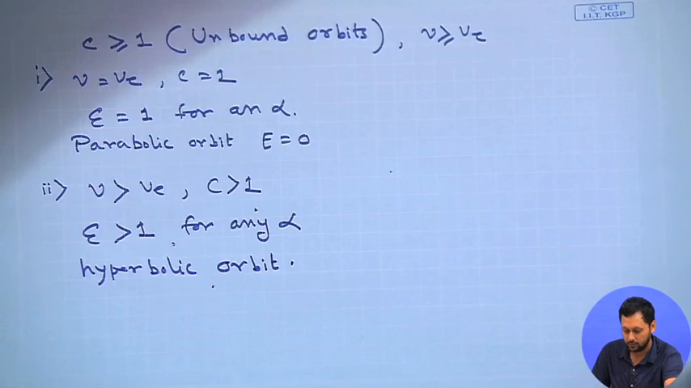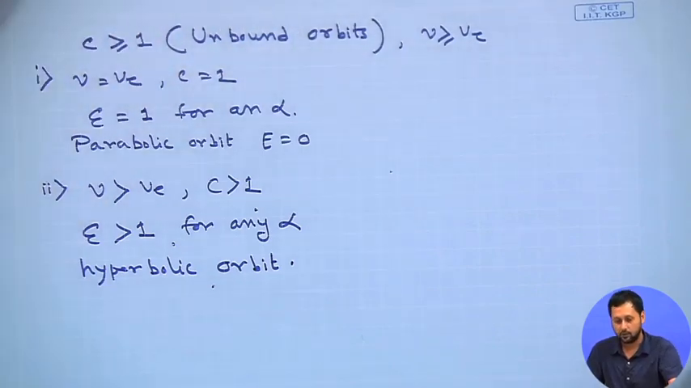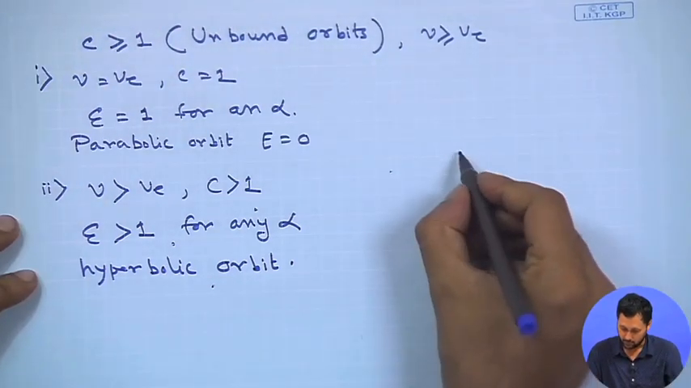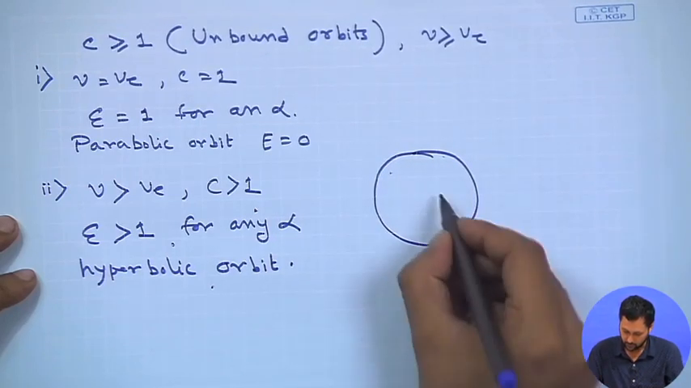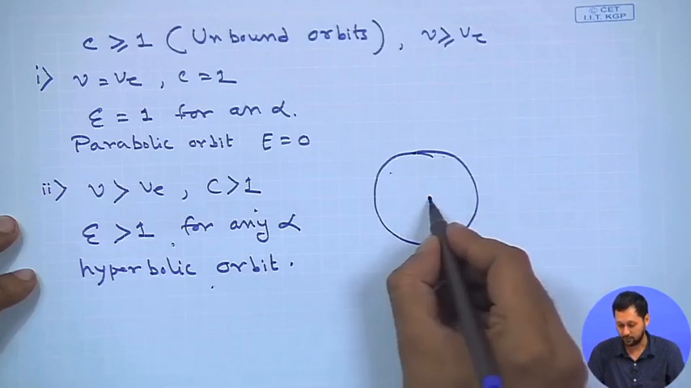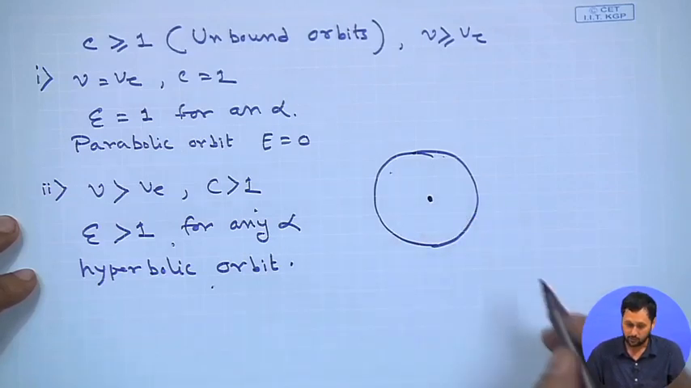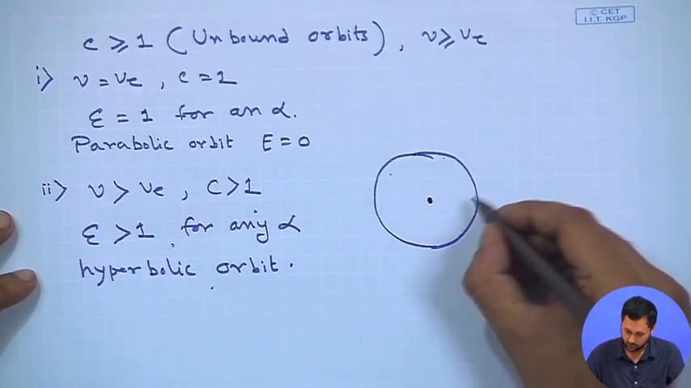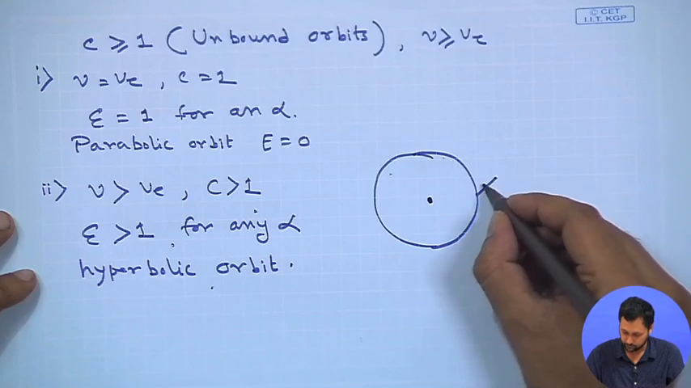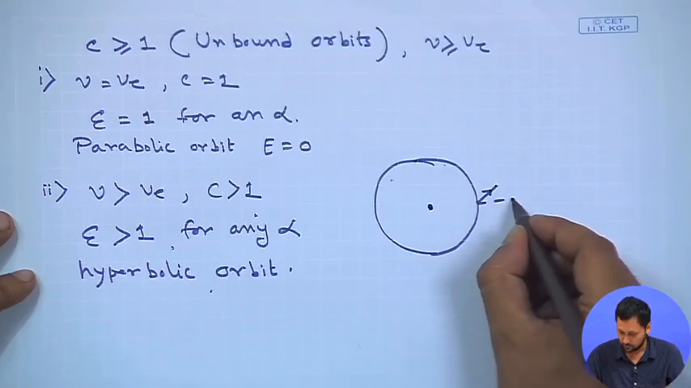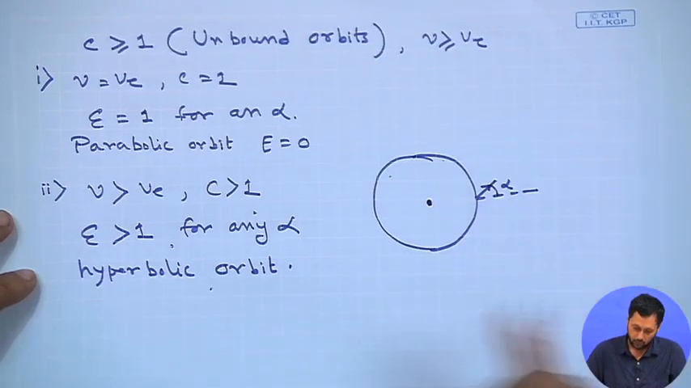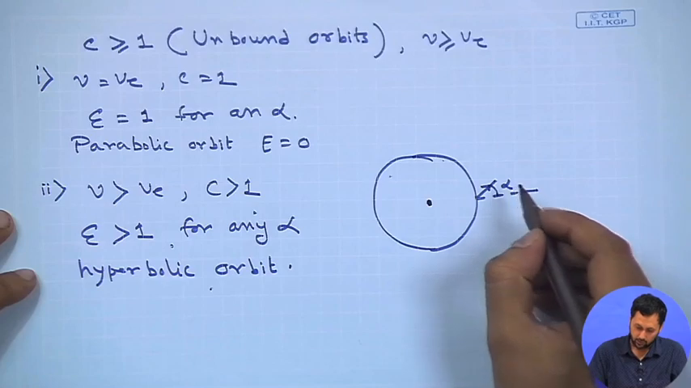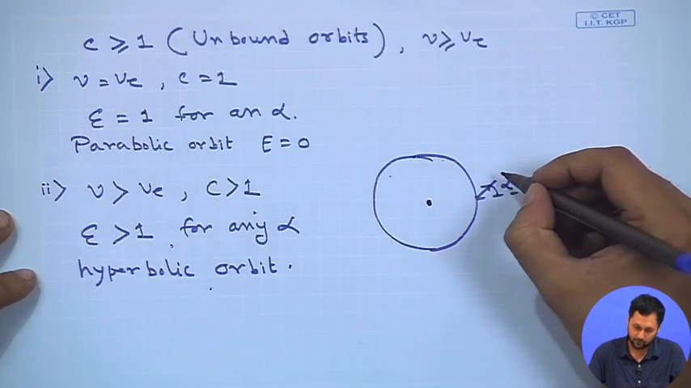Okay. So, these two cases can be described by this picture. Once again, this is our earth. The center of the earth is the force center. Let us assume that this is the launching position. It makes an angle alpha with the horizontal. For c equal to 1, or v equal to v e, we will have a parabolic path.